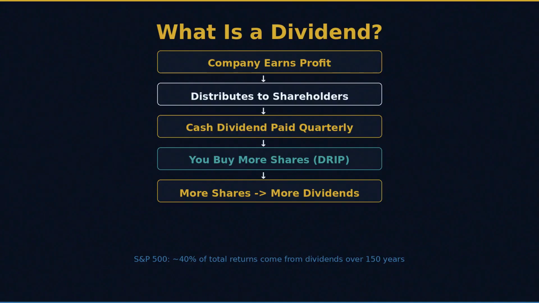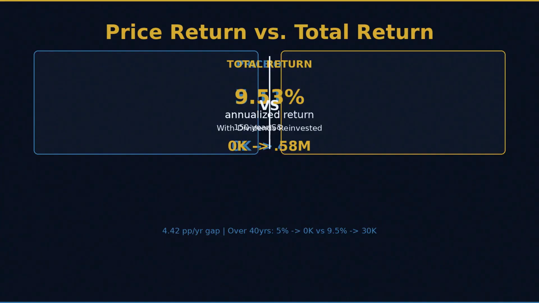Here's what a dividend actually is. When a corporation earns a profit, it can reinvest that profit into the business. Or it can distribute some of it to the people who own the business, which is you, the shareholder. That distribution is a dividend, real cash, paid into your brokerage account, usually every 3 months. The dividend yield is the annual dividend divided by the stock price. Right now, the S&P 500 yields about 1.2%.